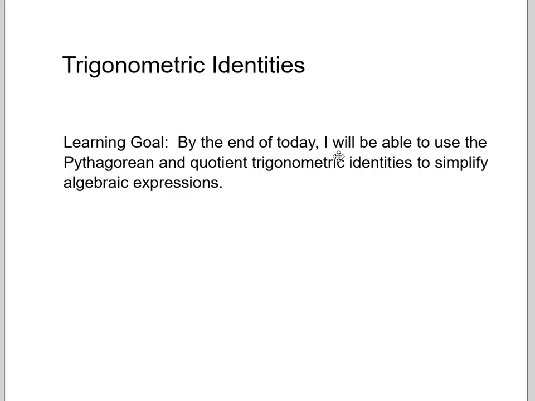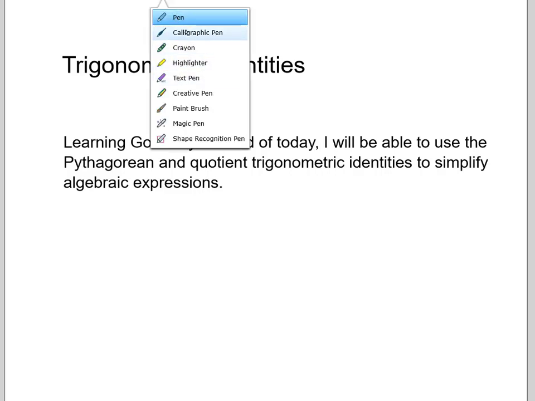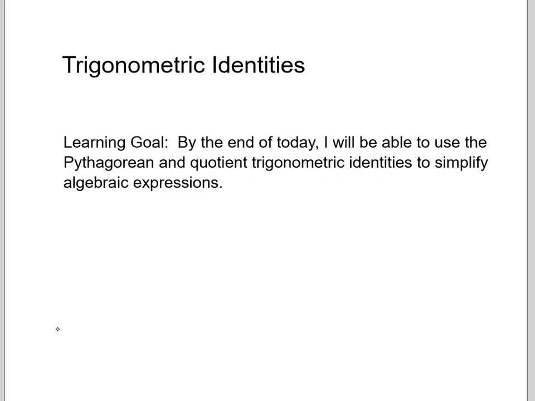So by the end of today, I will be able to use the Pythagorean and quotient trigonometric identities to simplify algebraic expressions. Now that sounds really nasty and difficult, but what we're actually going to do is just solve some puzzles. And we're going to teach you a few of the rules of the puzzle. And that's what we're going to do. So if you view them as puzzles, they're kind of enjoyable. If you view them as problems, you might feel a little bit crummy.